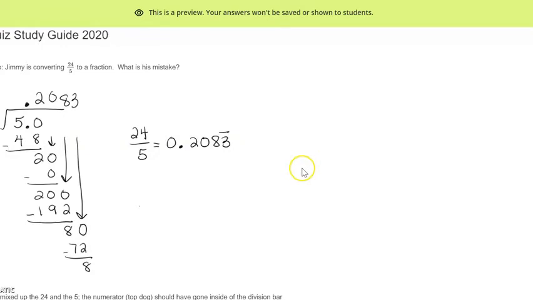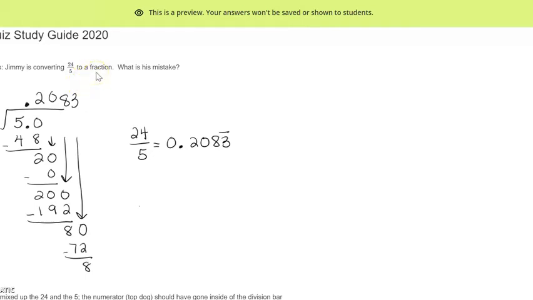The next one is an error analysis question. It says Jimmy's converting 24 over 5 to a decimal, and it asks, what is his mistake? When we say error analysis, it essentially means that you're looking for this guy's mistake. So we're supposed to convert 24 over 5. I know anytime I see a fraction, I think, okay, I have 24 divided by 5. And I really like that phrase, you guys have heard me say it before.